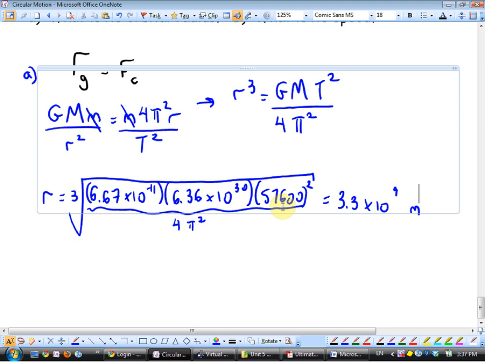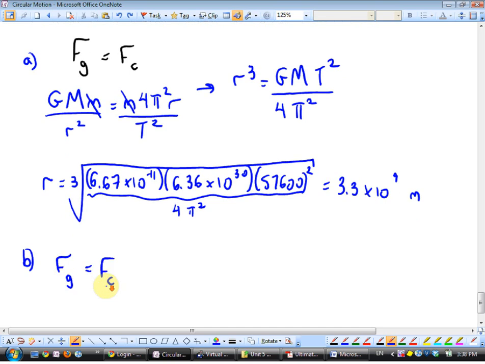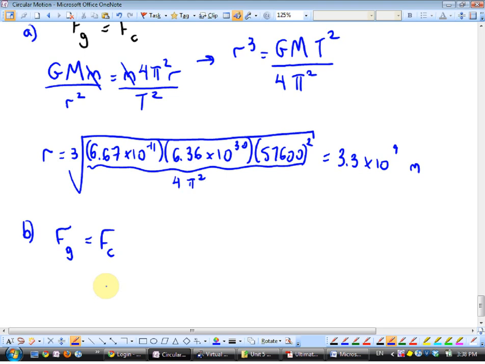B. Orbital speed. Okay. Well, sorry, Mr. Duick, don't take shortcuts. We would again go gravity equals circular. And I would go big G, big M, little m, all over R squared equals M V squared over R. Once again, mass cancels. This time, one of the R's cancels because there's two on the bottom on one side and one on the bottom on the other side.